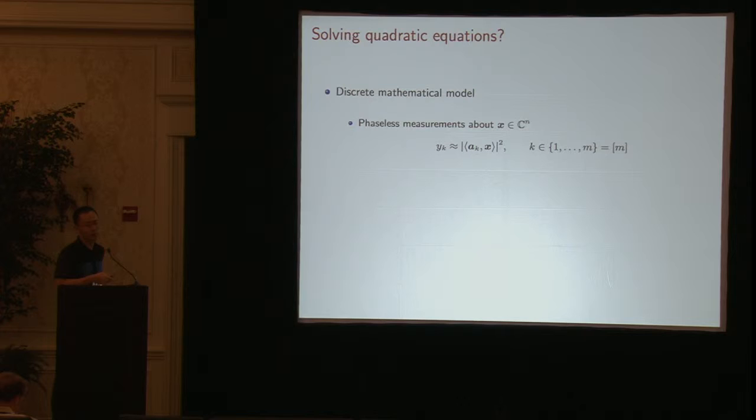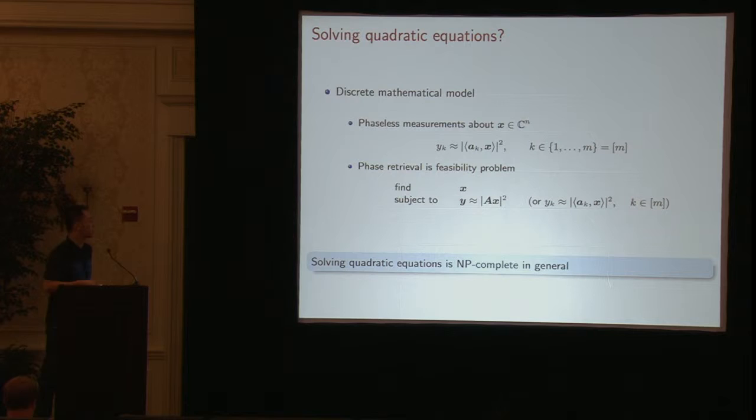Let's assume this is a discrete world. We have a finite dimensional signal, x, which we are trying to infer, and we obtain quadratic measurements about this x. So y_k is our measurements, and we have in total m of them. a_k here denotes the sampling vector, which is known to us. Phase retrieval is essentially a feasibility problem: we are trying to find the solution x that is compatible with the quadratic measurements.